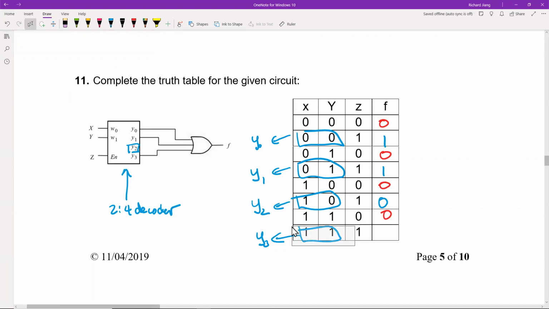In the final case where the inputs are 1, 1, Y3 is going to be equal to a 1. That goes into this OR gate. That's going to come out. So your output's going to be a 1. And now we're done. Make sense? All this stuff here?